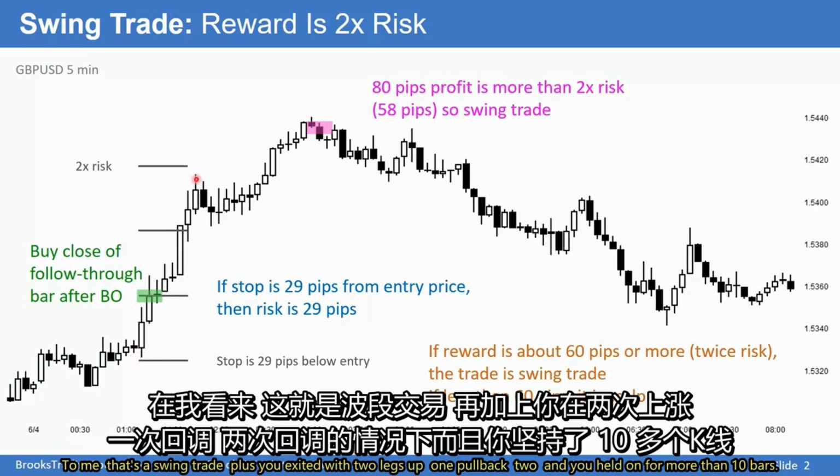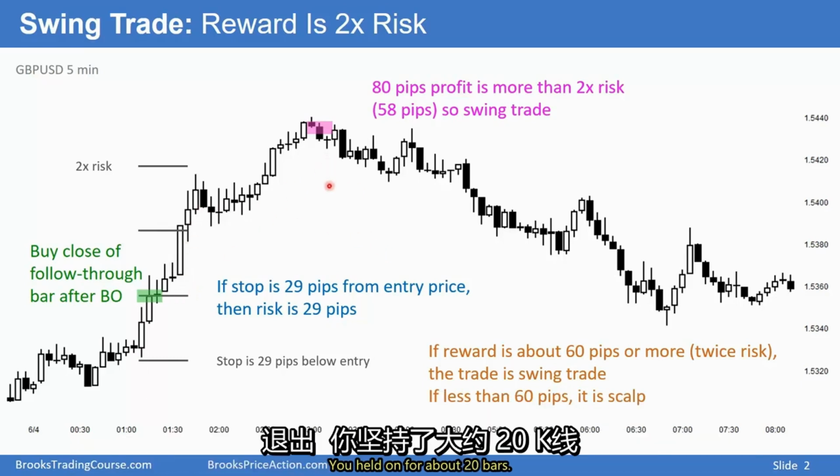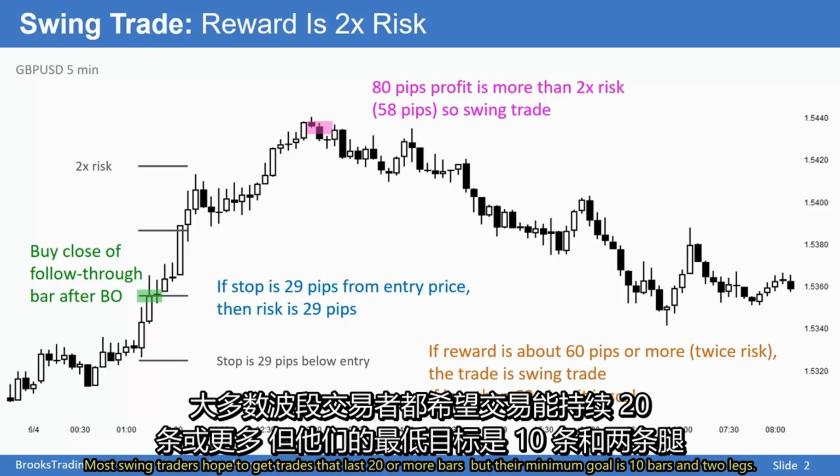Plus, you exited with 2 legs up, 1 pullback, 2. And you held on for more than 10 bars. You held on for about 20 bars. Most swing traders hope to get trades that last 20 or more bars, but their minimum goal is 10 bars and 2 legs.